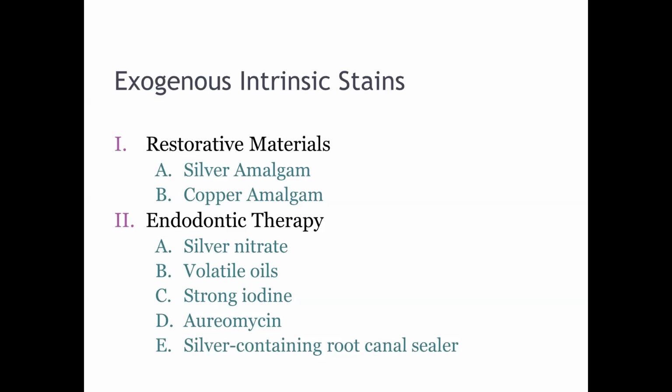You also have copper amalgam, and that's used primarily to fill primary dentition and may impart a bluish green color. Root canal therapy, endodontic therapy, uses silver nitrate, or they used to, and that can give a bluish black tinge. Volatile oils can give a yellowish brown. Strong iodine can give a brown stain. So it depends on what the root canal therapy treatment is and what root canal sealer they're using.